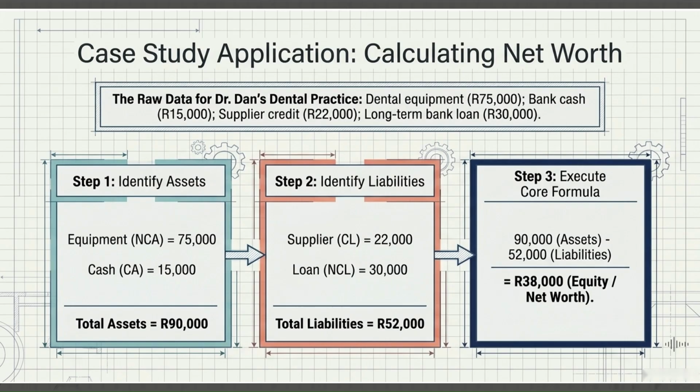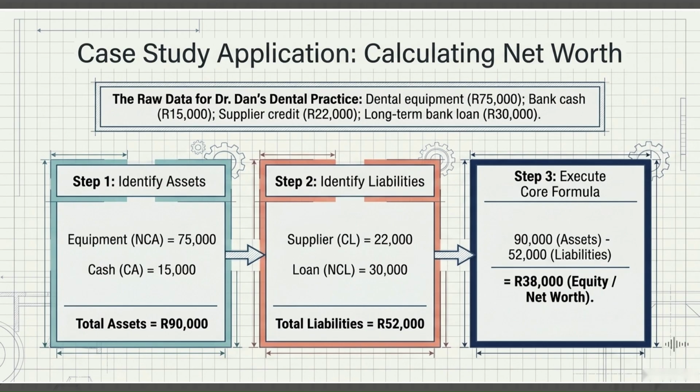Step three, execute the formula. Assets minus liabilities equals equity. 90,000 minus 52,000 is 38,000 Rand. Dr. Dan's equity, his net worth in the practice, is 38,000 Rand. Two observations. Notice that we classify each item as current or non-current, even though the answer did not require it. Get into that habit now.